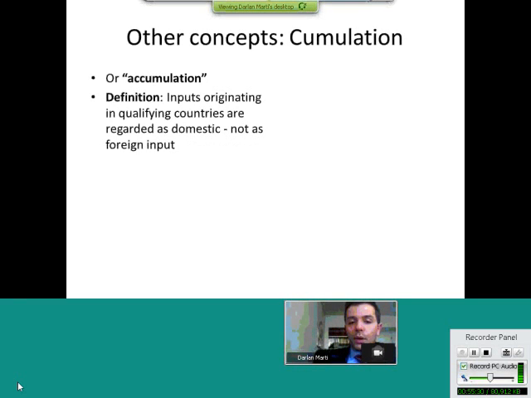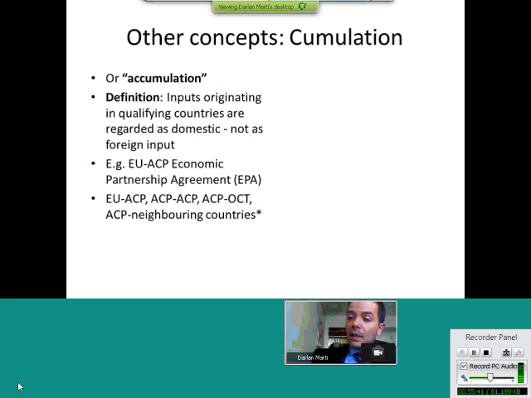But these are some other important concepts, and I will spend some time explaining cumulation, or accumulation. Cumulation is simply a flexibility that is built into preferential agreements whereby a producer may utilize components and parts from selected other countries without any consequence for the origin.